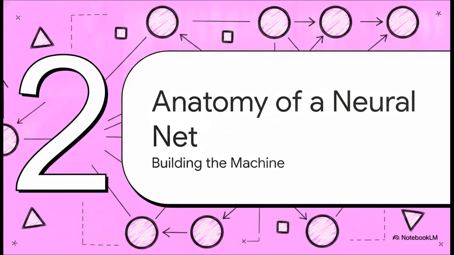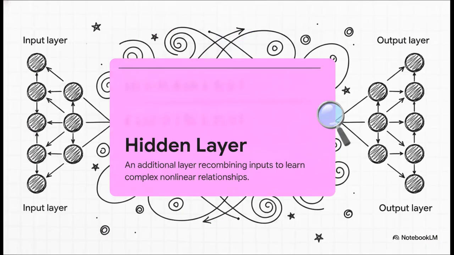Moving right along to part 2, anatomy of a neural net. Building the machine. The secret sauce of all this begins with the hidden layer. This is an additional layer of nodes, or neurons, positioned right between your input layer and your final output layer. Instead of just a single combination of inputs to produce an output, this hidden layer recombines our inputs, which significantly increases the number of parameters. And here's why this is absolutely crucial.